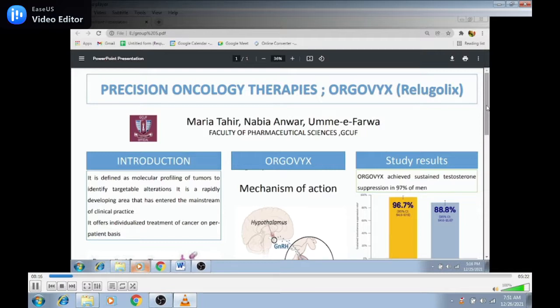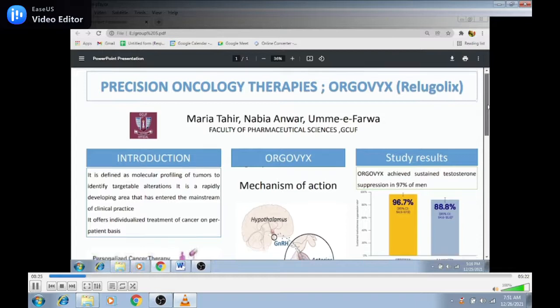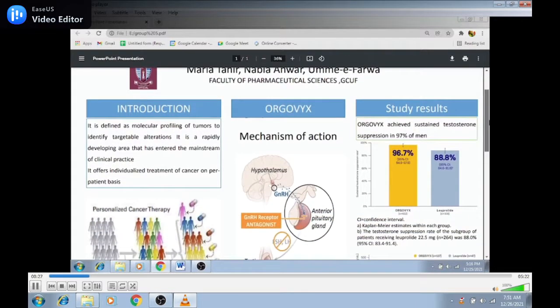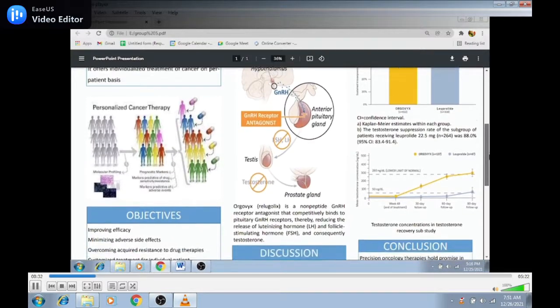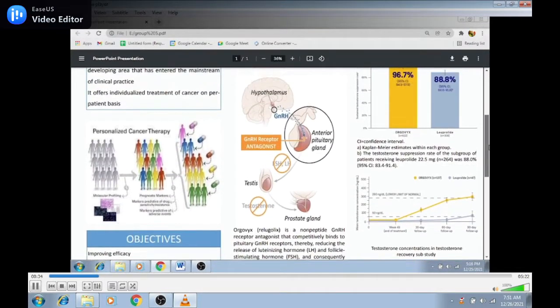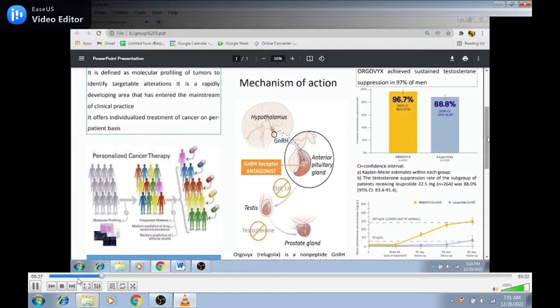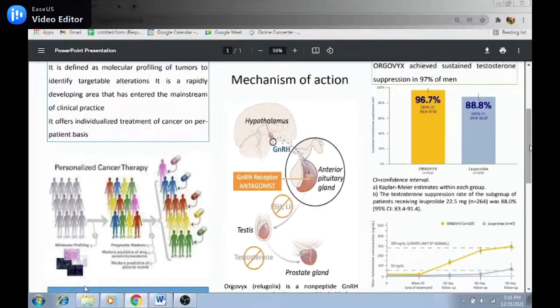It is defined as molecular profiling of tumors to identify targetable alterations. It is an emerging approach for disease treatment and prevention. Here we take into account the individual's variability in their genes, environment, lifestyle, ethnicity, gender, and so on. It is in contrast to the one-size-fits-all approach, in which disease treatment and prevention strategies are developed for the average patient. Here we tailor the treatment according to the patient's need.